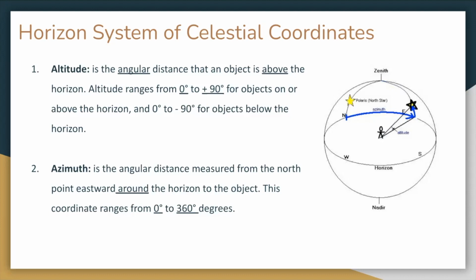directly under your feet. The second coordinate for the horizon system is azimuth. Azimuth is the angular distance around the horizon. If you think of the horizon as a circle made up of 360 degrees, azimuth is how many degrees around that circle something is, starting from north, due north being 0. It ranges from 0 to 360. You can see in the picture how far around the horizon, that's your azimuth, and how many degrees high up in the sky is your altitude.